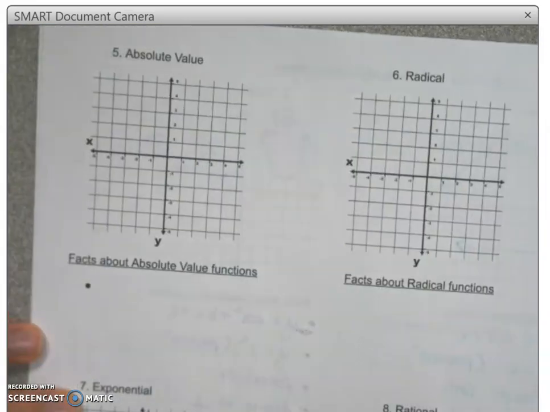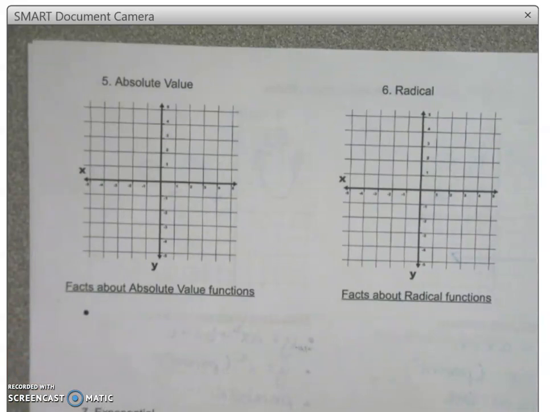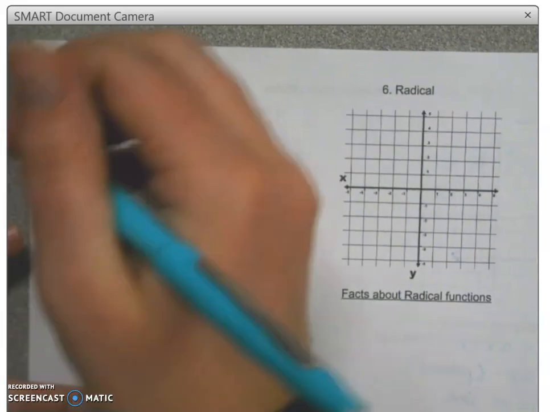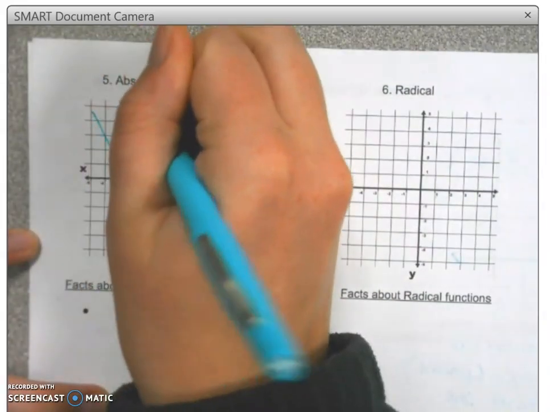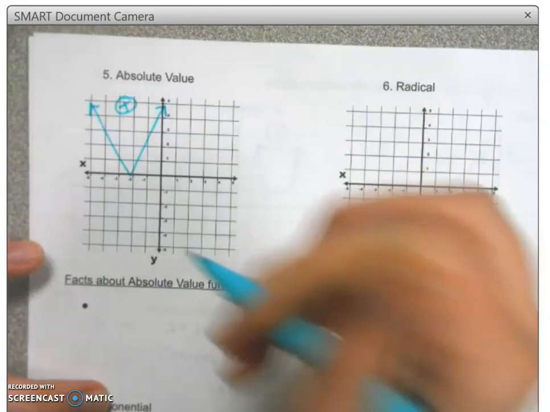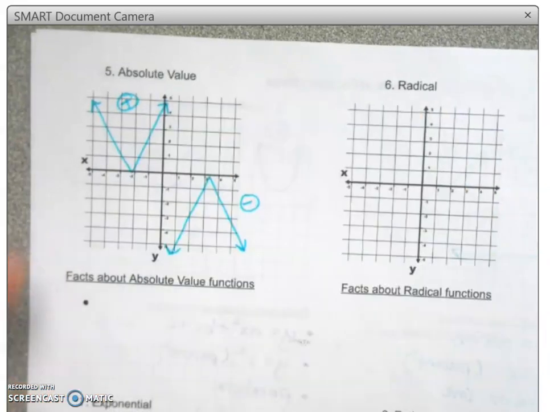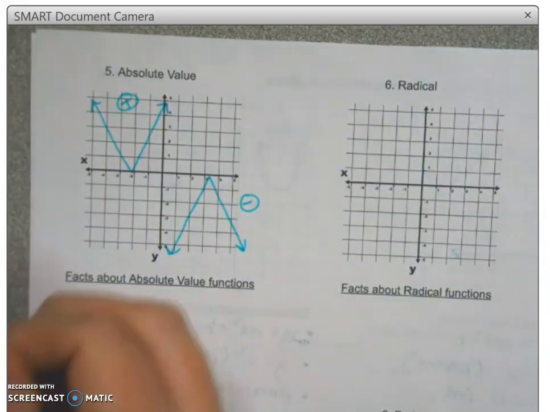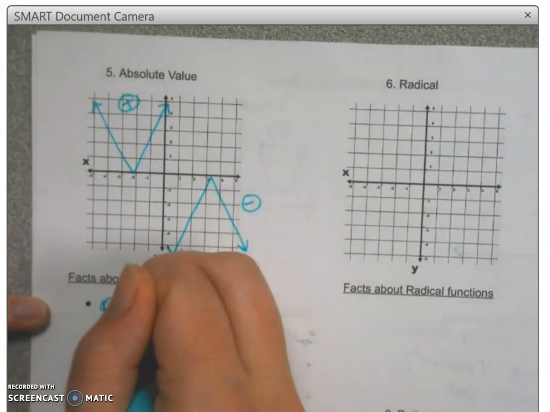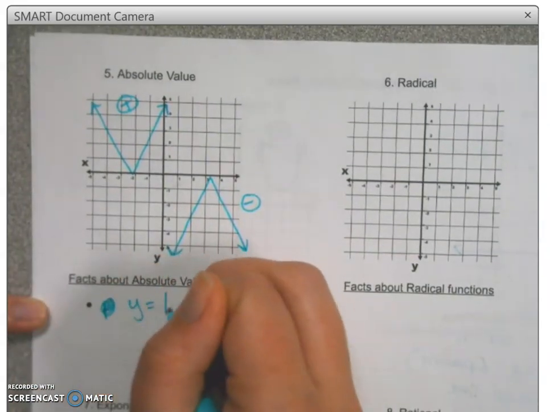Next function is an absolute value function. The positive one is in the shape of a V, and the negative one kind of like a capital A. Things to know about absolute value. The parent function is y equals absolute value x.